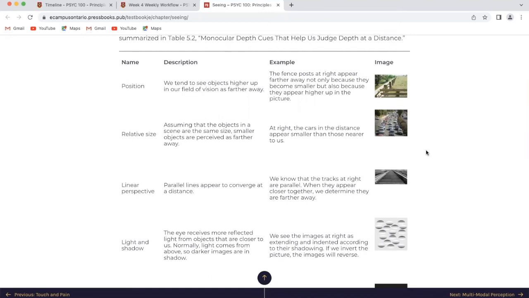Light and shadow. The eye receives more reflective light from objects that are closer to us. Normally, light comes from above, so darker images are in shadow. We see the images at the right as extending and indented according to their shadowing. If we invert the picture, the images will reverse.